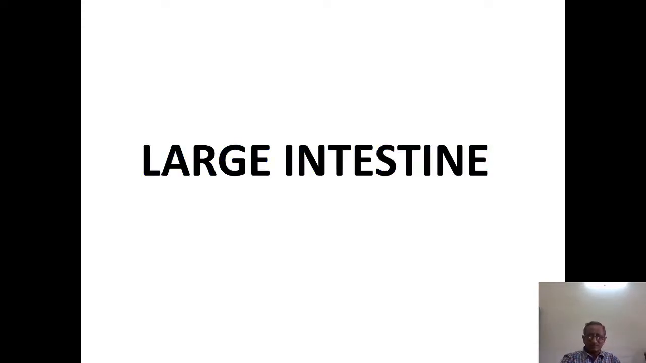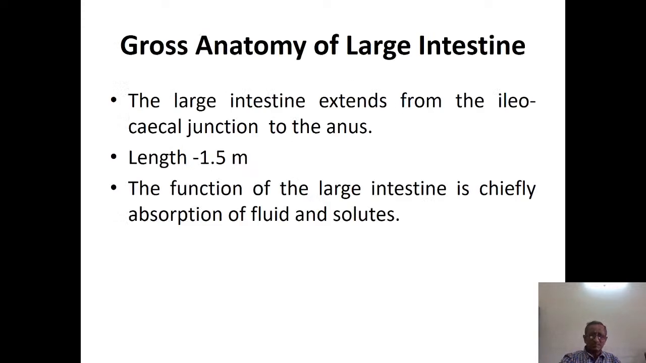Now we go for the large intestine. The large intestine extends from the ileocecal junction to the anus. The small intestine extends from the pyloric sphincter of the stomach to the ileocecal junction, that is, the ileum entering into the cecum. From this ileocecal junction up to the anus, the last part, we call it the large intestine.